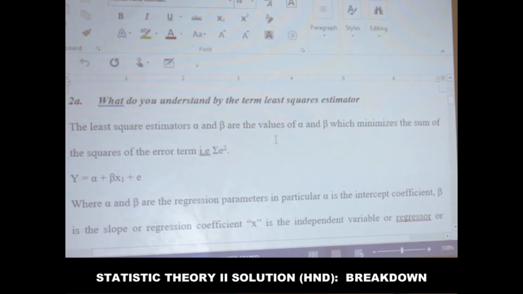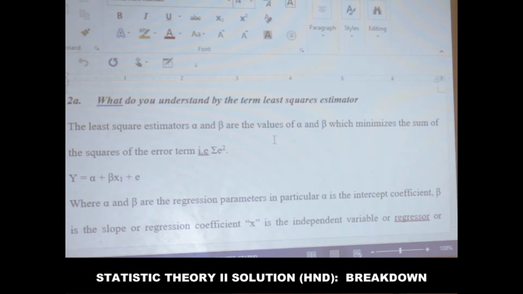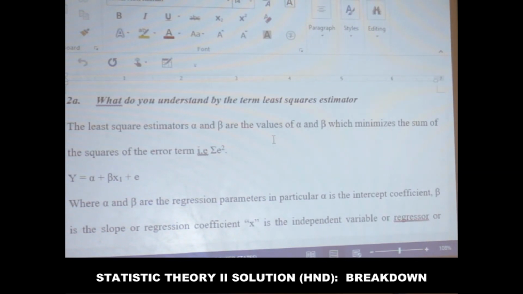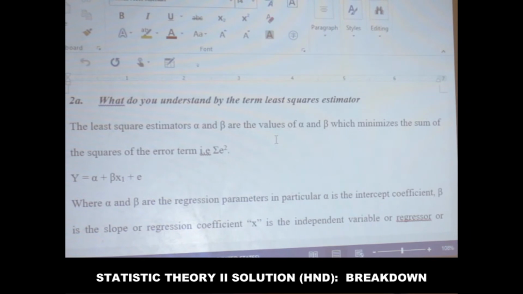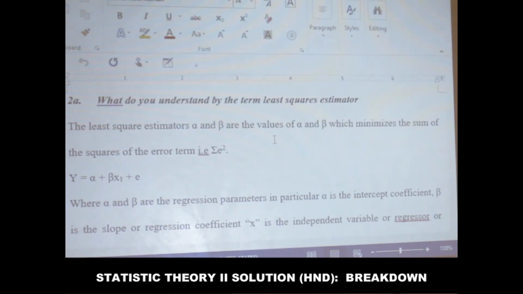So the least square estimator is the set of estimators that, at the end of the day, when we have gotten our error term, the values of alpha and beta that minimize the sum of the square of the error term are given as the least square estimator. Where your least square estimator, denoted as y, is given as alpha plus beta x1 plus e.